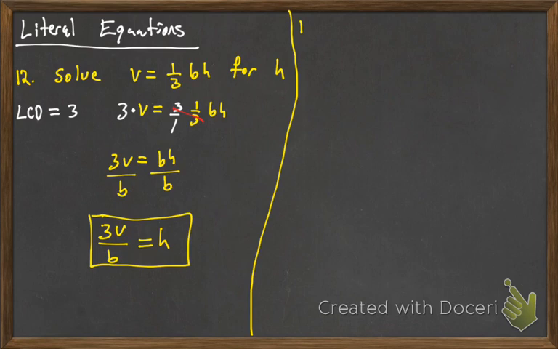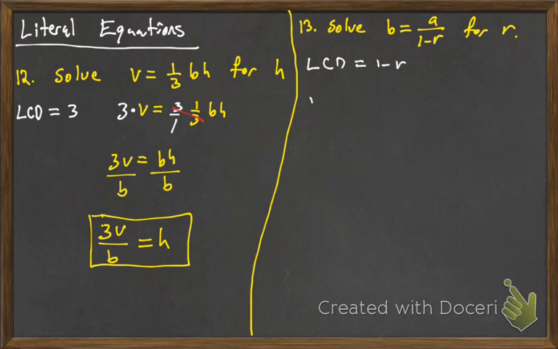The next one is related to the formula for a convergent geometric series. If you're moving on to pre-calc, you'll see those, and then in calculus 2 you'll see them again. Anyways, we're just going to solve for the common ratio here. So we have B is equal to A over 1 minus R, and we're going to solve for the letter R. We do have a fraction, so we'll follow the process. Only one denominator, it's 1 minus R. That's our LCD, and that's what we're going to multiply both sides of the equation by.